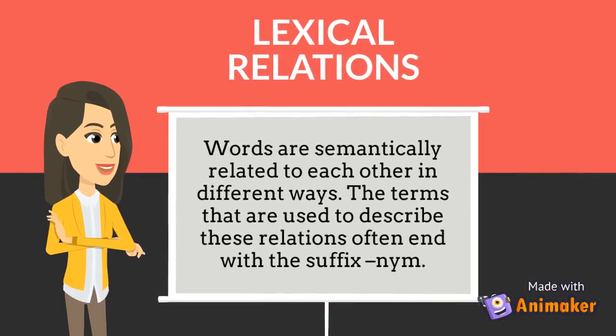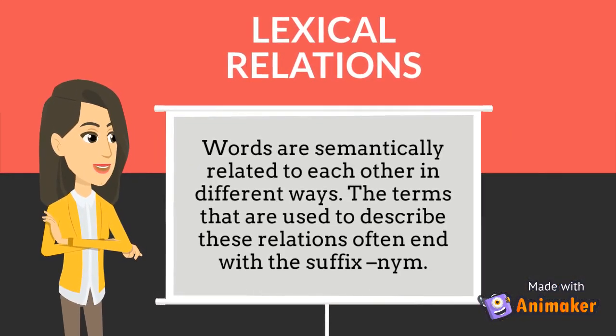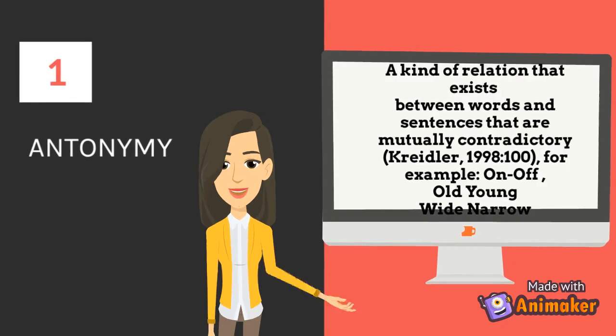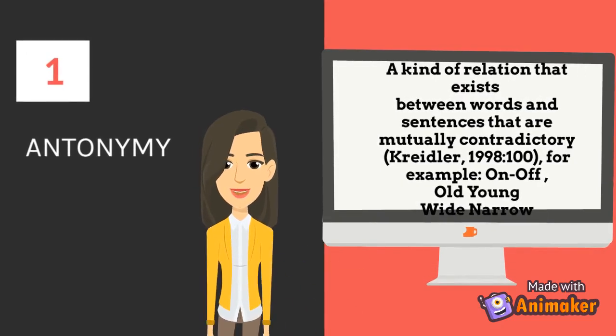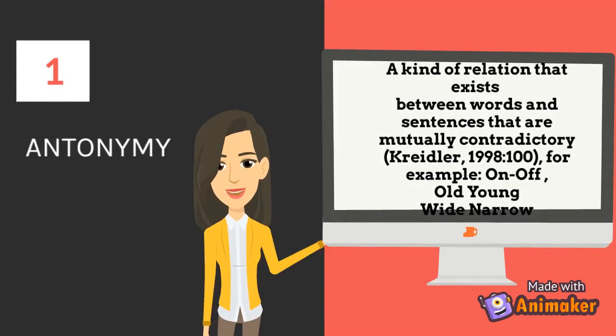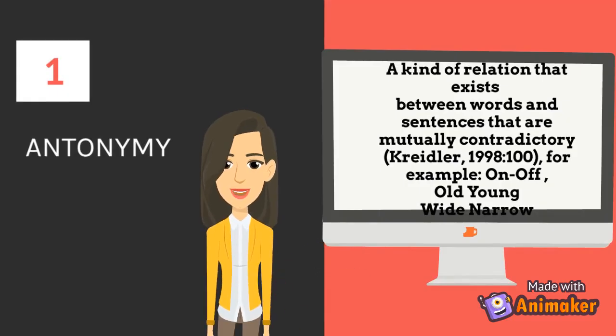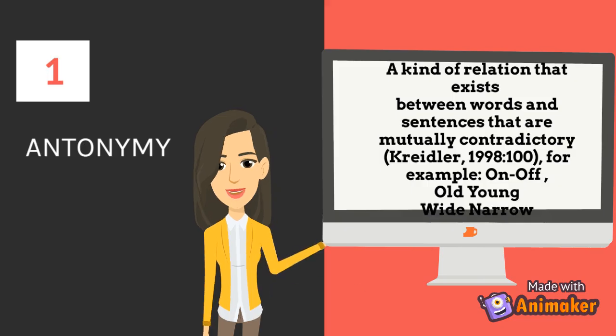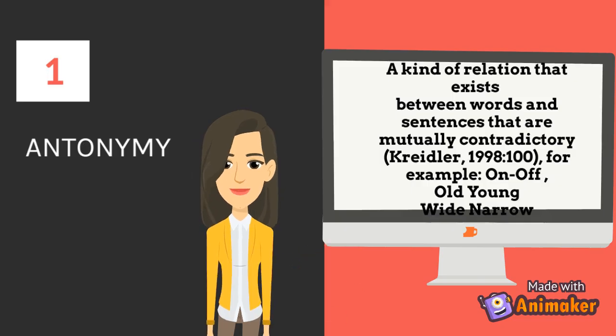Words are semantically related to each other in different ways. Lexical relations are the terms used to describe these relations. These often end with the suffix -nym. The first kind of lexical relation is antonymy, a kind of relation that exists between words and sentences that are mutually contradictory. For example, on and off, old and young, wide and narrow.